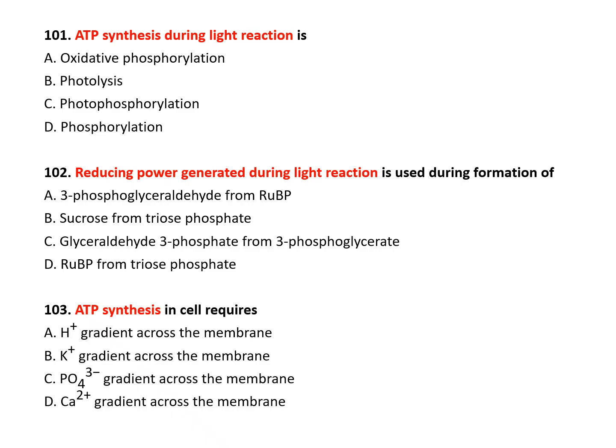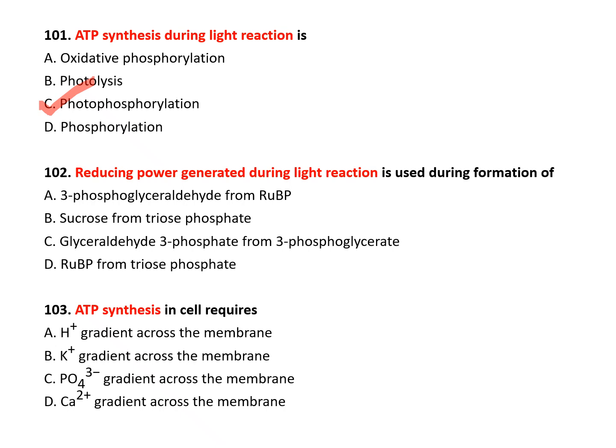The next question, number 101. ATP synthesis during light reaction is: option A, oxidative phosphorylation; option B, photolysis; option C, photophosphorylation; option D, phosphorylation. Correct answer is option C, photophosphorylation.